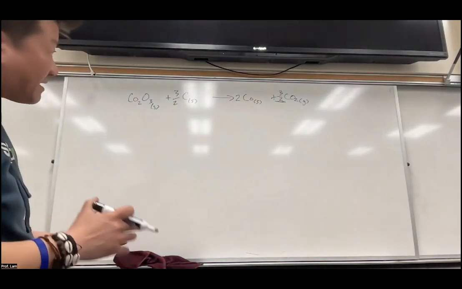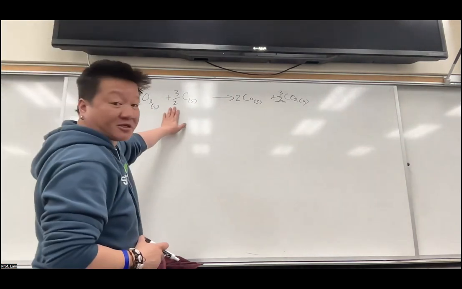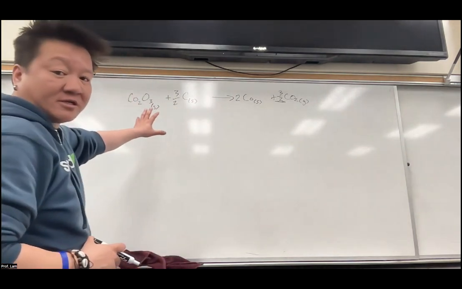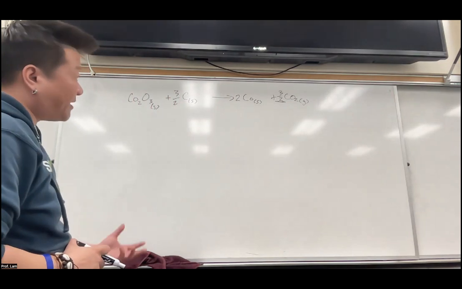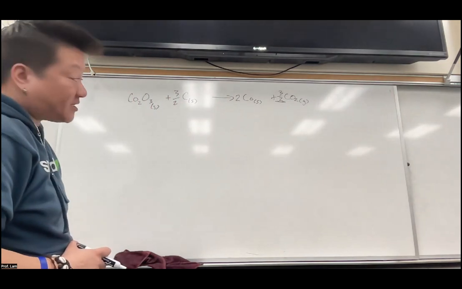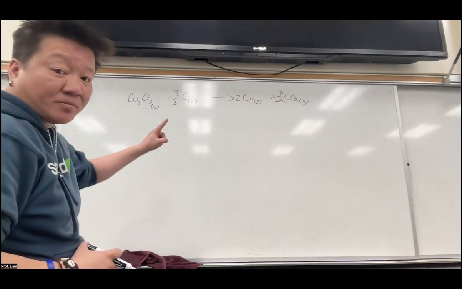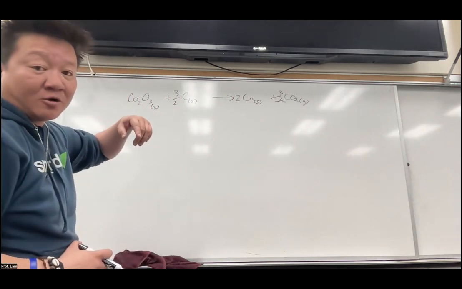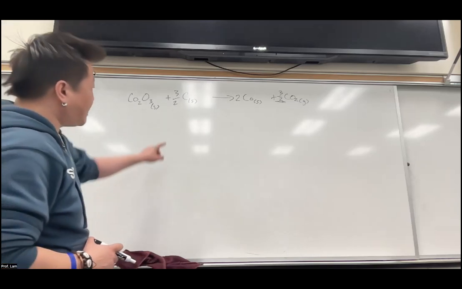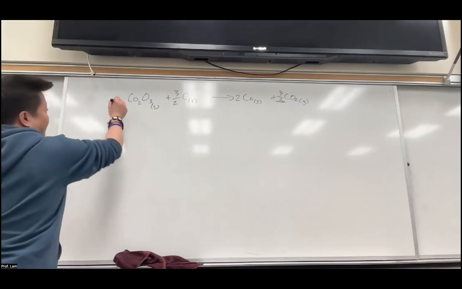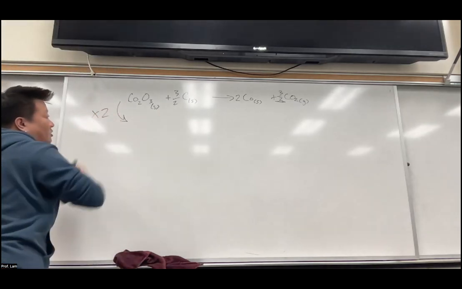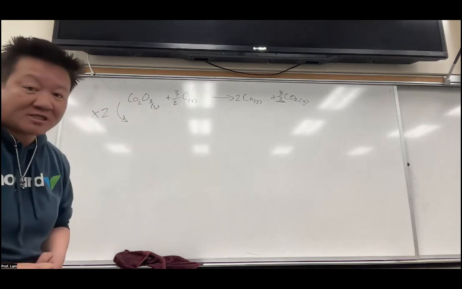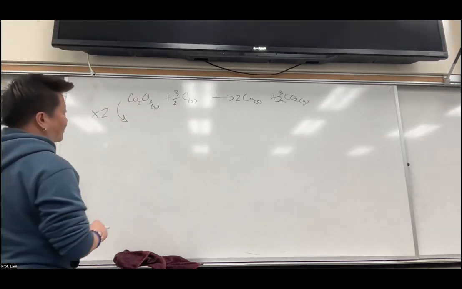So now all the atoms are balanced. However, you still have fractions in your equation. So remember that last step: it says if you use fractions, you got to multiply out by the denominator to get to the whole numbers. So the denominator here is 2. That means we need to multiply all coefficients by 2 to get rid of the fractions.